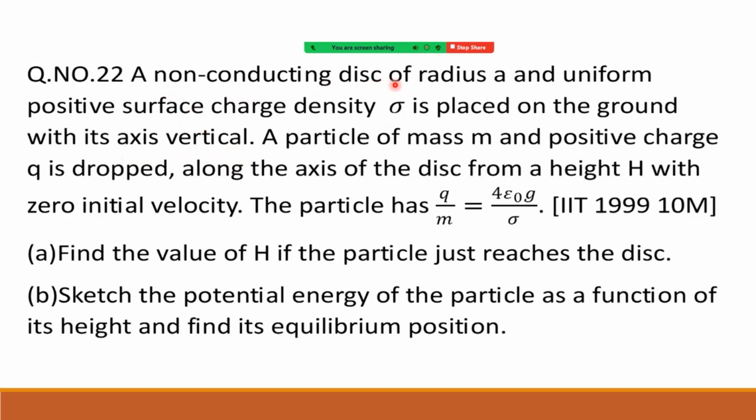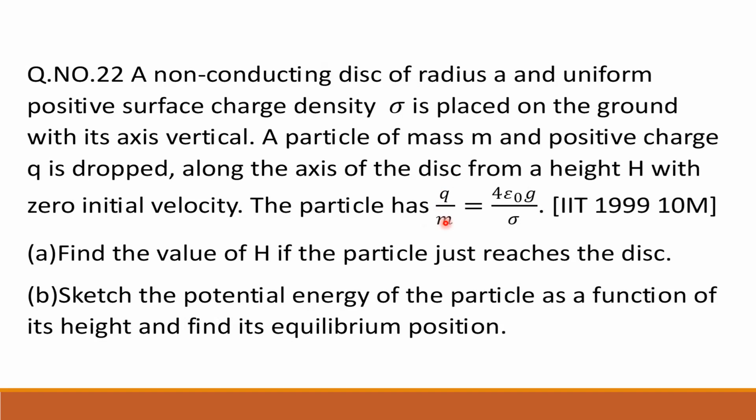A non-conducting disk having uniform positive surface charge density sigma is placed on the ground with its axis vertical. A particle of mass m and positive charge q is dropped along the axis of the disk from a height capital H with zero initial velocity. The condition is q by m equal to 4 epsilon naught g by sigma.